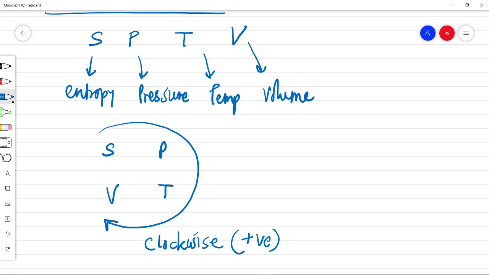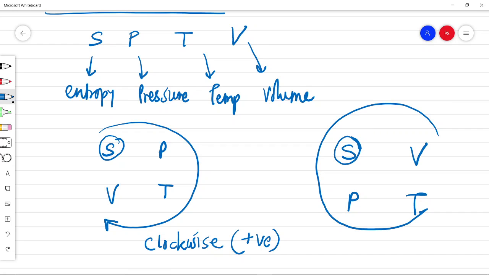Similarly, we can do this way and write S, P, T, V. Here we begin with S and maintain the sequence S, P, T, V, whereas here we maintain the sequence S, P, T, V while writing from S, but now this is anti-clockwise. So this should be negative if this one is positive.